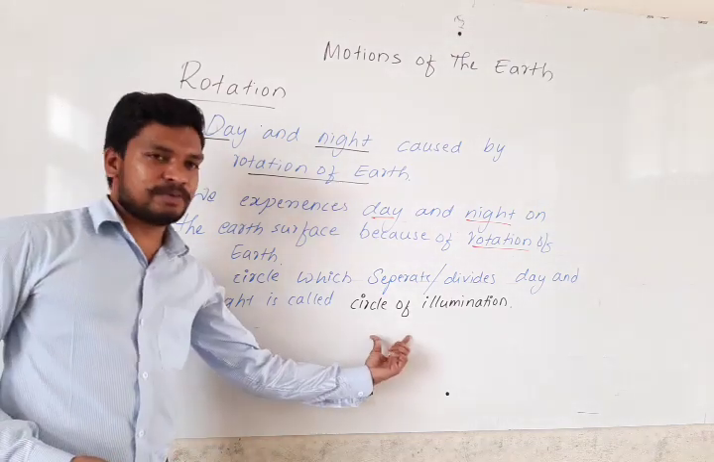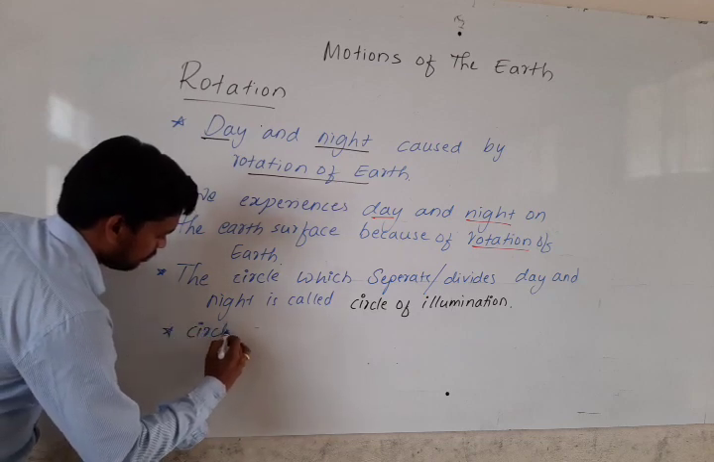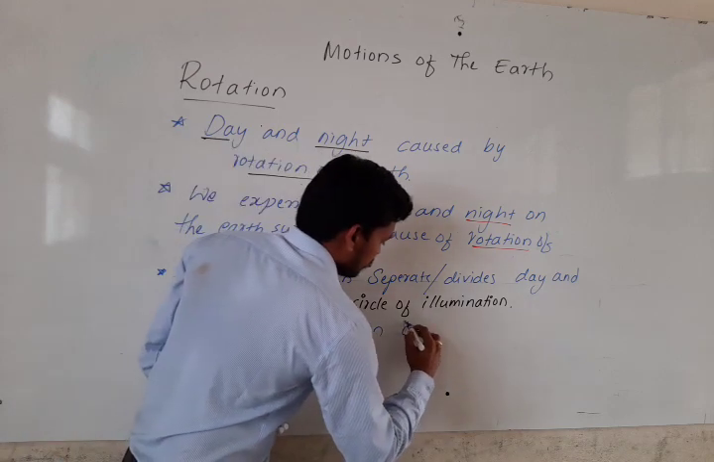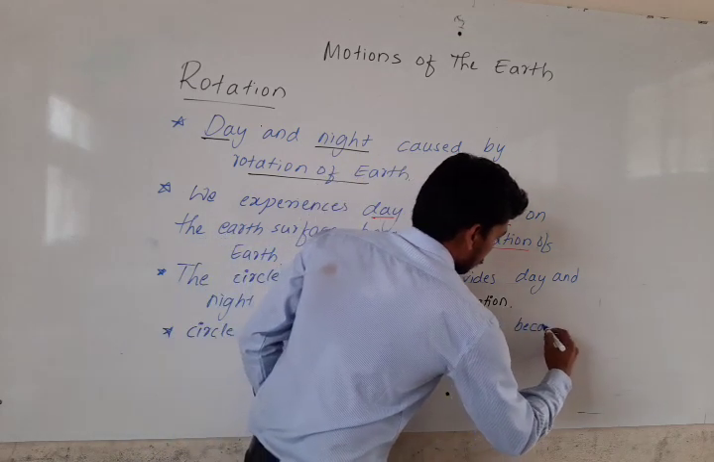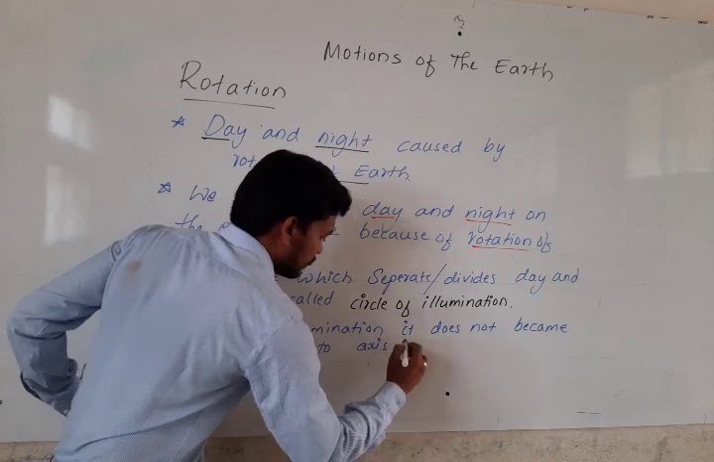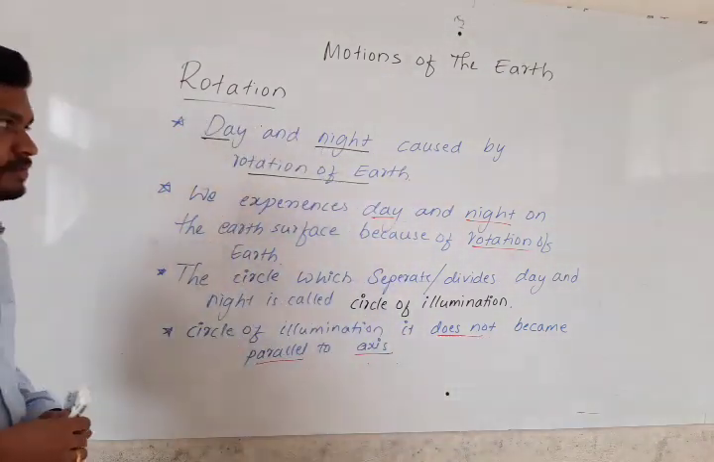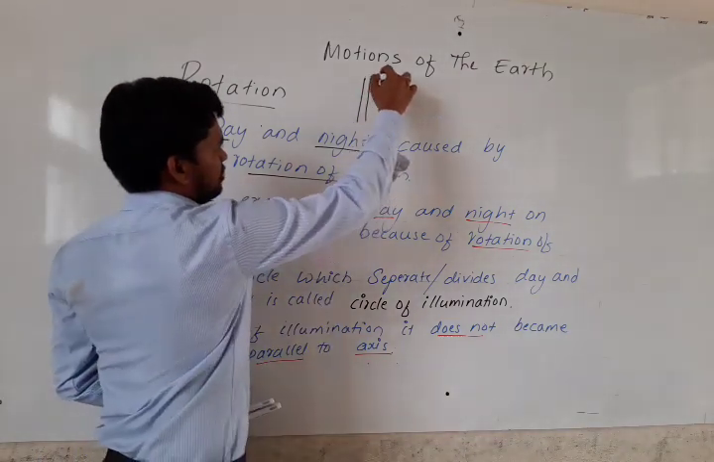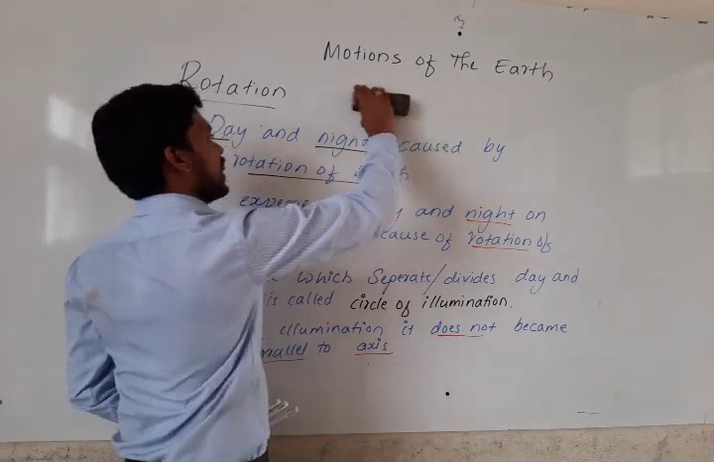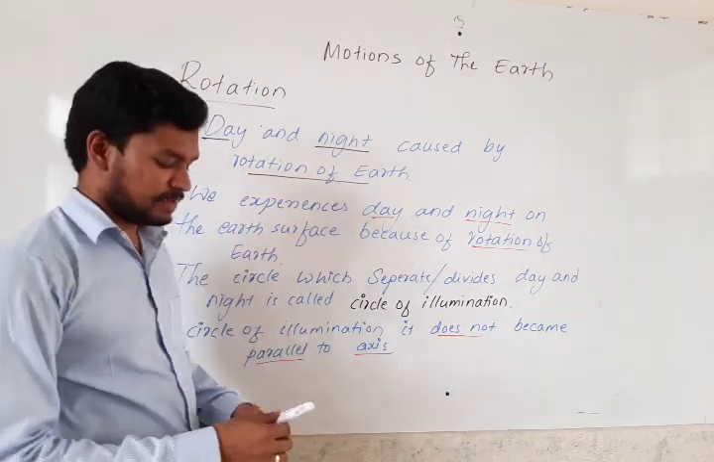This circle of illumination does not become parallel to the axis. Do you know the meaning of parallel? Parallel means equal lines. These are called parallel lines. So this circle of illumination does not become parallel to the axis. The axis is an imaginary line which passes directly from the North Pole to the South Pole.